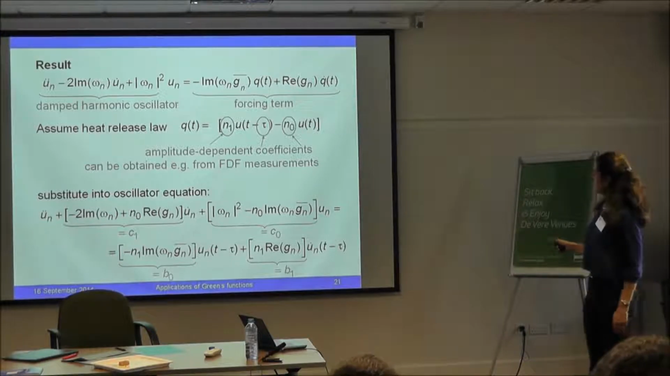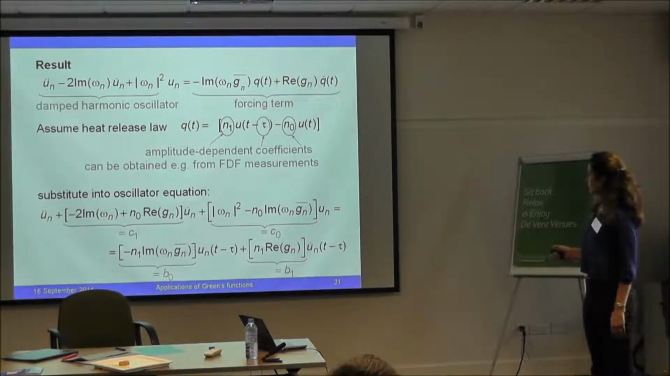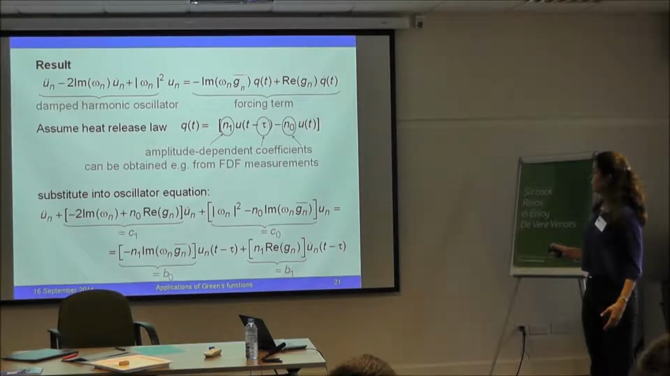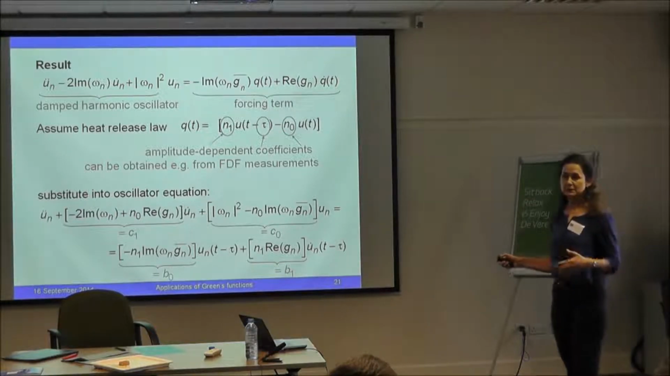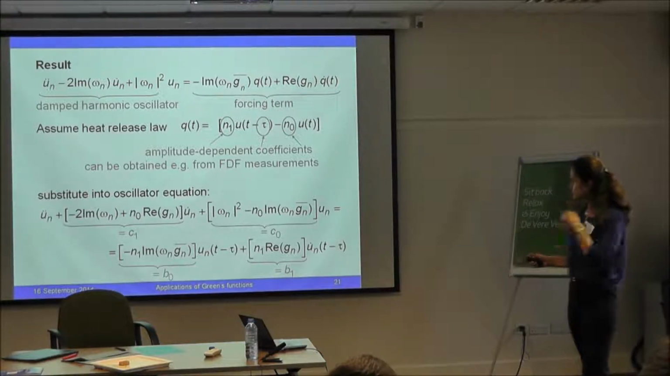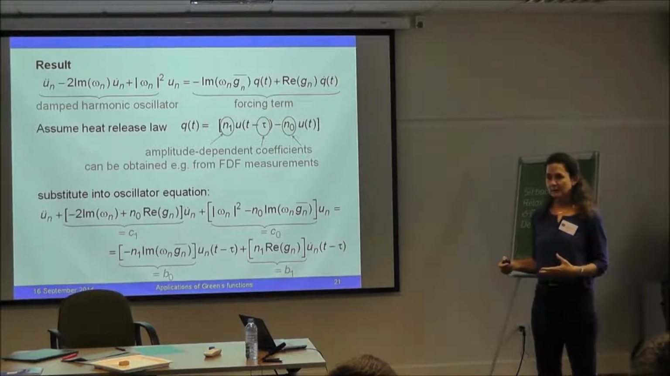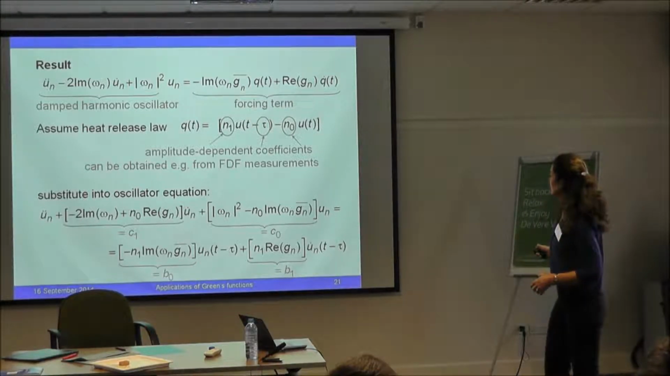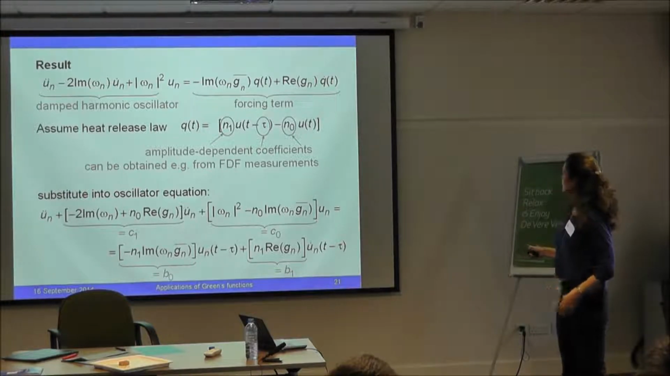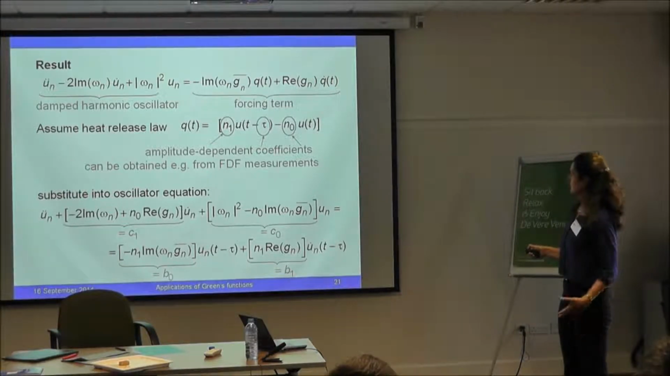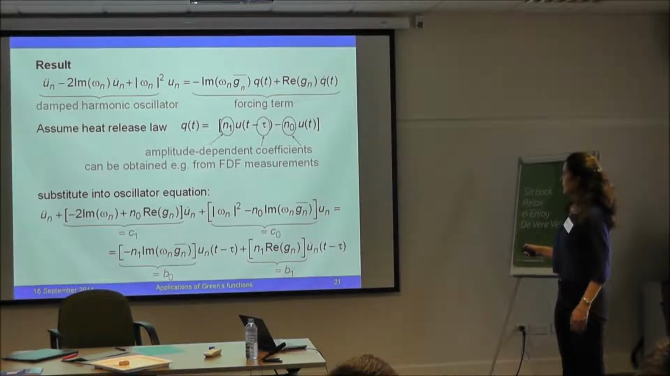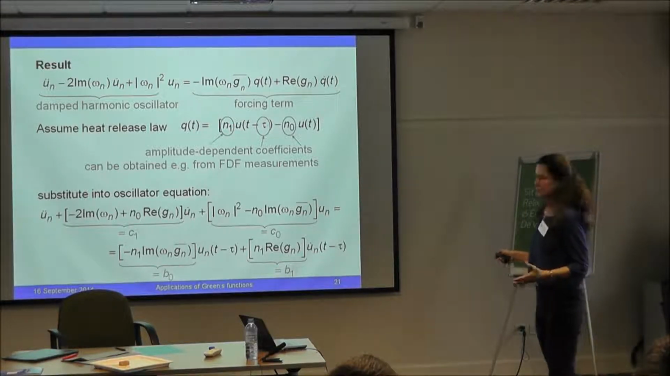Right, to take this equation further, we need to know a heat release law. We need to know how the heat release is coupled to the acoustic field. And in this example, I'm going to use an extended time lag law. So here's our time lag term. n is an amplitude, a coefficient, and un of t minus tau, that's the time lag term. These can be amplitude dependent.